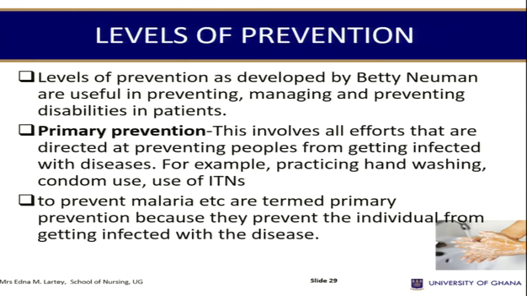Primary prevention. This involves all efforts that are directed at preventing people from getting infected with diseases. For example, practicing hand washing, condom use, and use of insecticide treated nets to prevent malaria, etc., are termed primary prevention because they prevent the individual from getting infected with the disease.